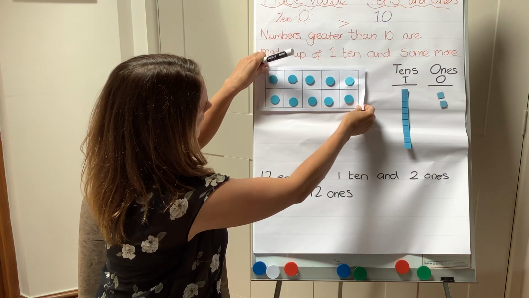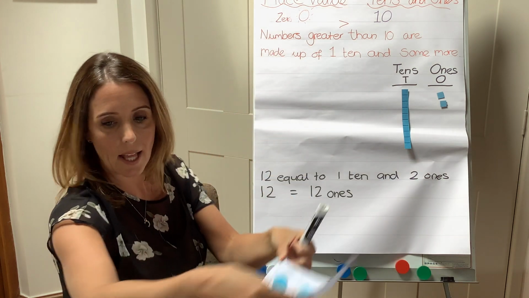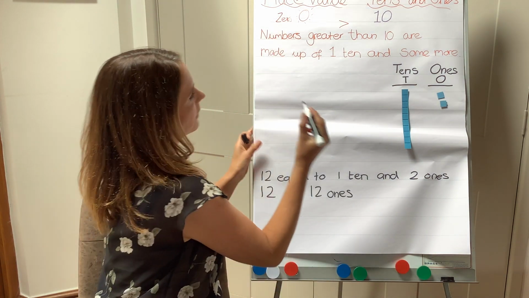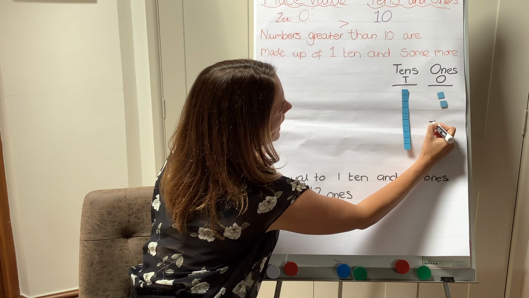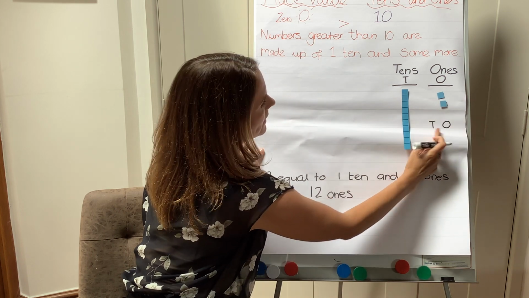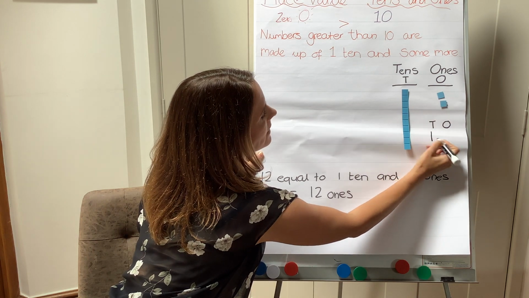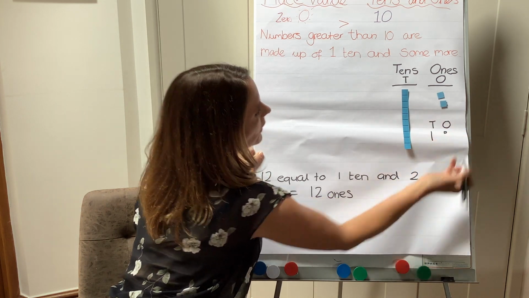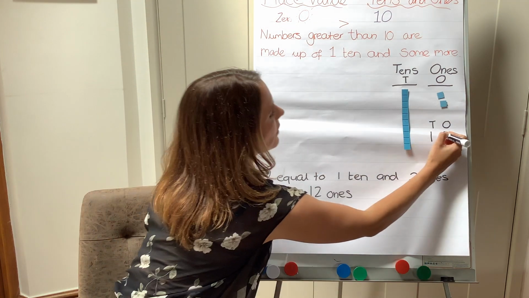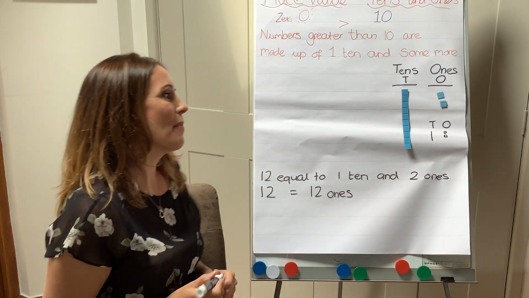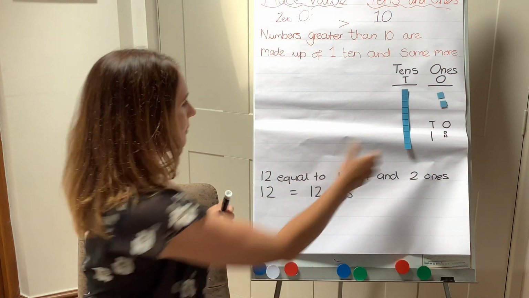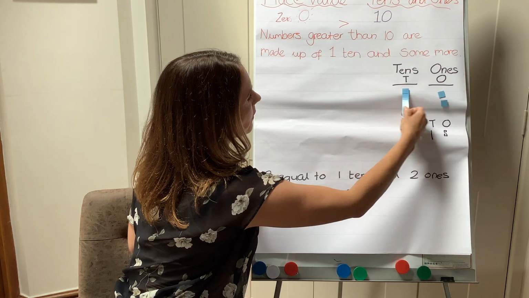One thing we can also do, if we don't have the base 10, we can just draw them as well. We could just draw 10s and 1s, and I'm using T and O to represent 10s and 1s, and you can just draw a 10 stick and a 1 cube as well, 2 cubes as well, to represent the number 12 as well. Okay.